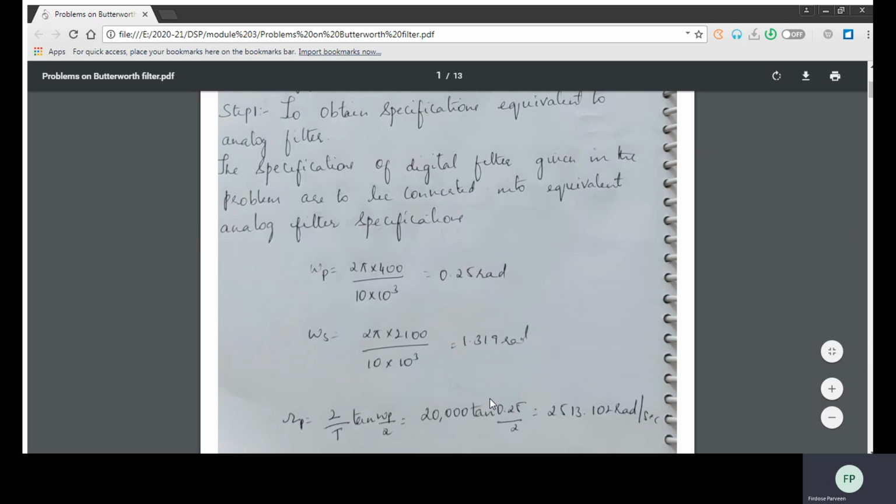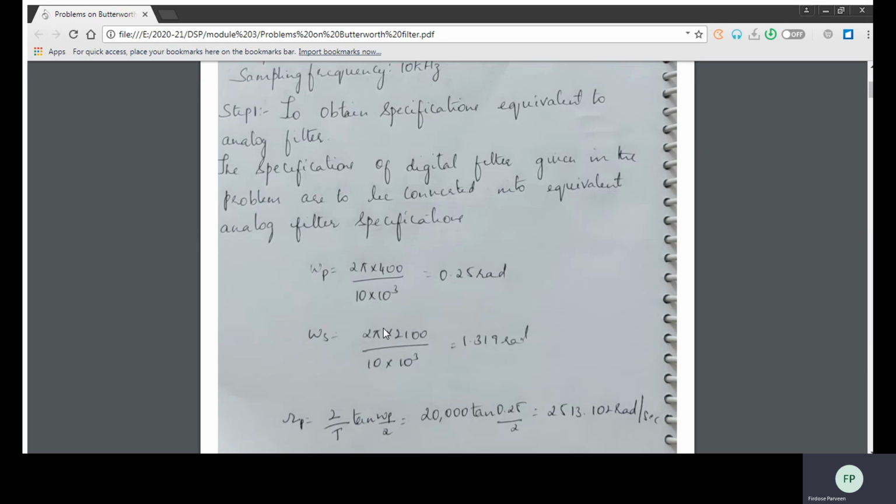In the same way, WS is 2 pi into, they have given 2.1 kilohertz till 4 kilohertz. For the stop band we will be taking the minimum, 2.1 kilohertz, divided by the sampling frequency, and we will be getting 1.319, which is in terms of radians.